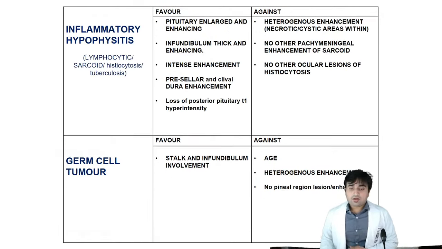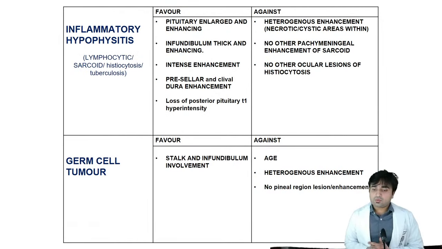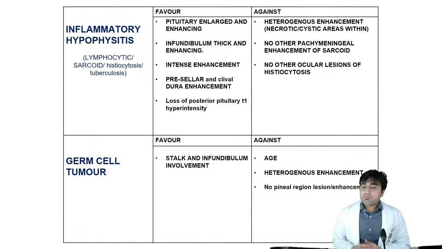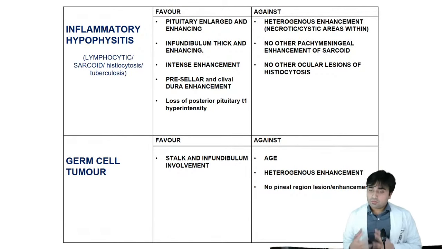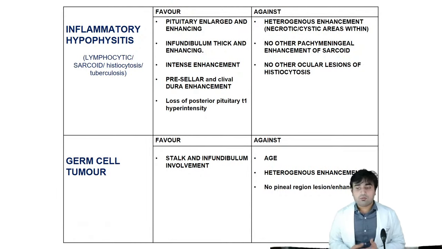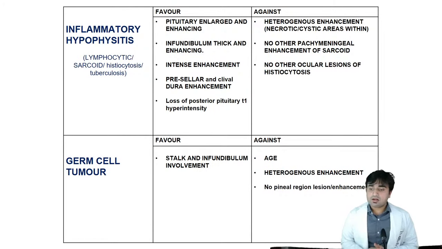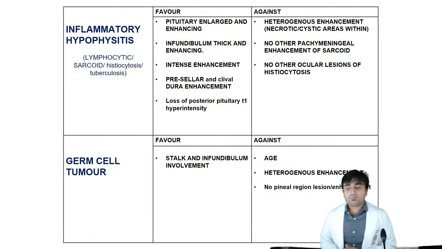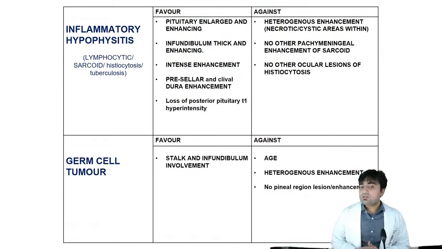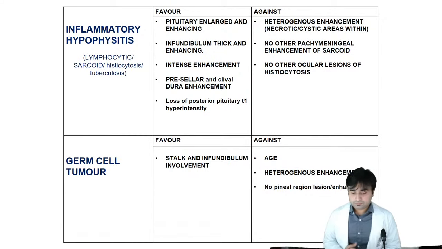To complete the list, another possibility could have been that of an inflammatory hypophysitis, and there were a number of features that favored it: the pituitary and the infundibulum both were enlarged, and they were intensely enhancing. There was presellar and clival enhancement, and there was loss of the posterior pituitary bright spot. Only the fact that there was heterogeneous enhancement within the lesion stood slightly against the possibility, but we were very convinced that it was inflammatory.